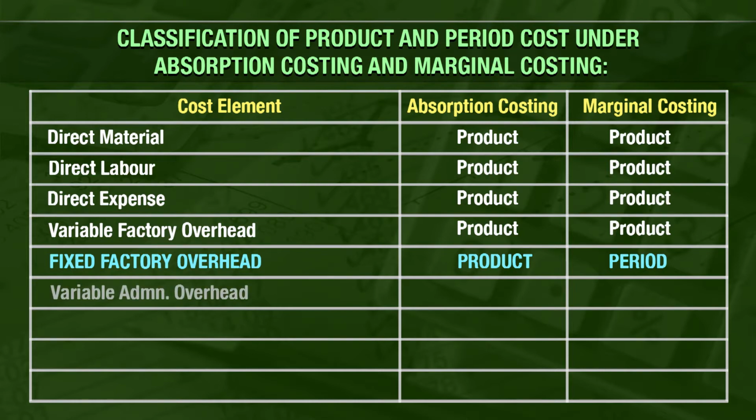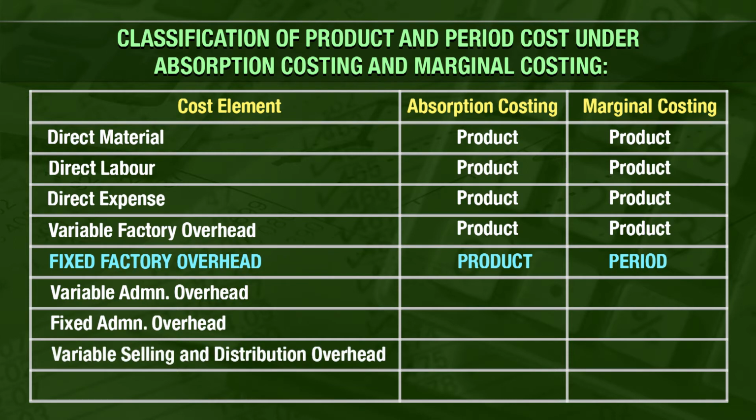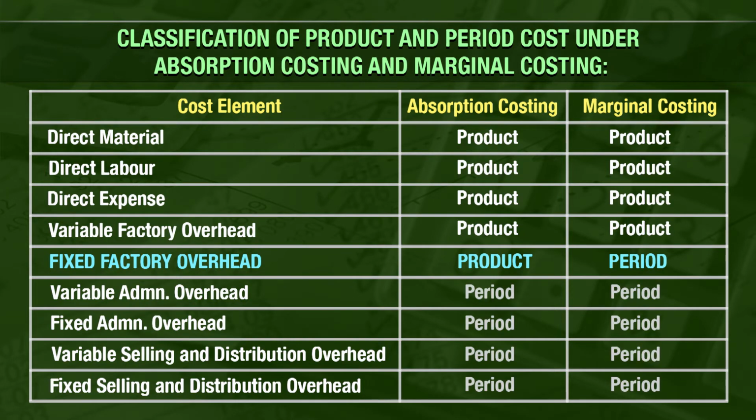While the rest of the costs, variable administration overhead, fixed administration overhead, variable selling and distribution overhead, and fixed selling and distribution overhead, would remain the same in both systems as a period cost. The point of difference is only for fixed factory overhead, that in absorption costing it will be treated as a product cost, while in marginal costing it will be treated as a period cost.